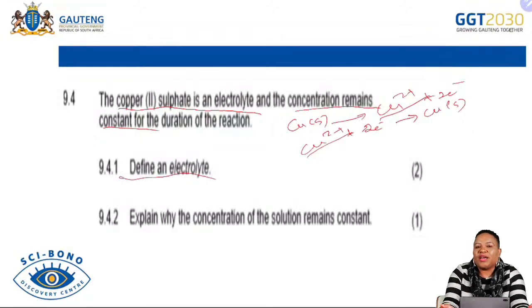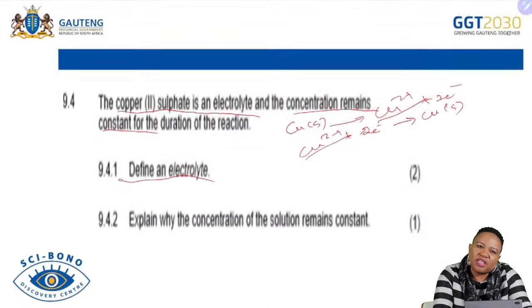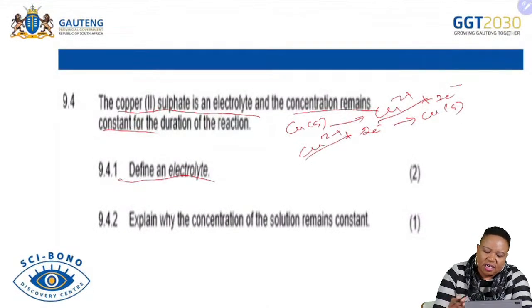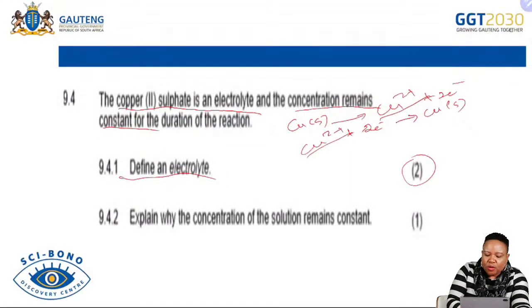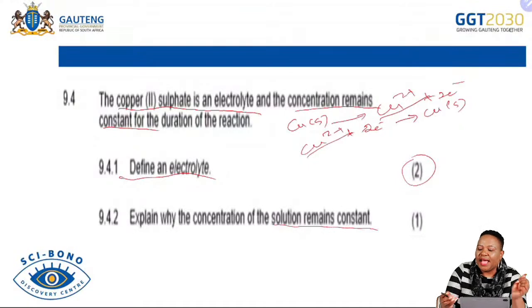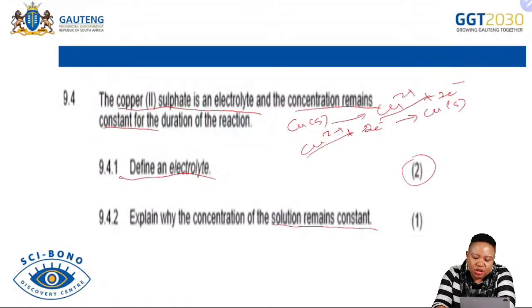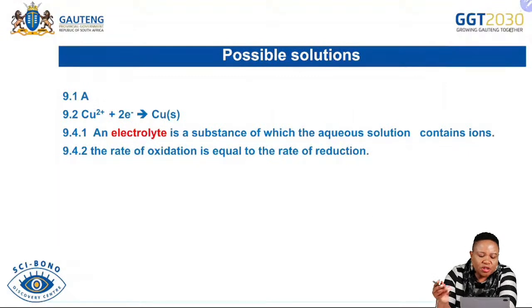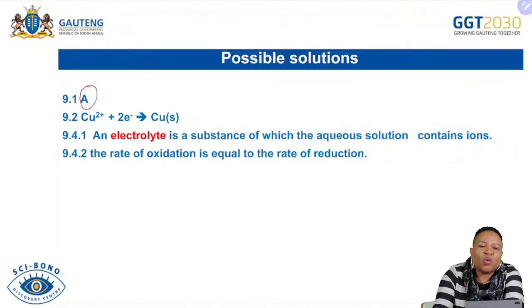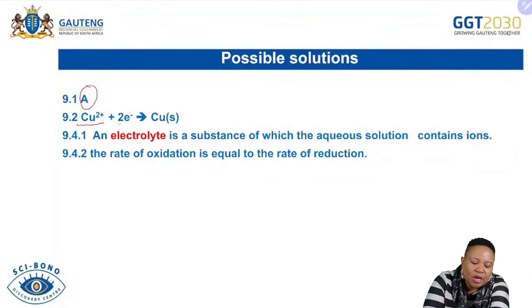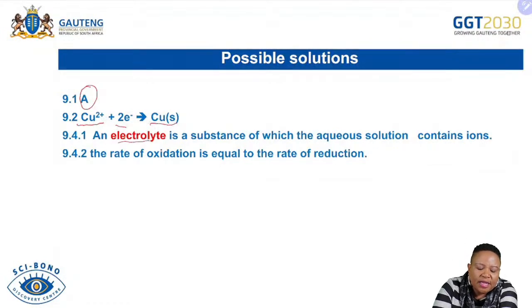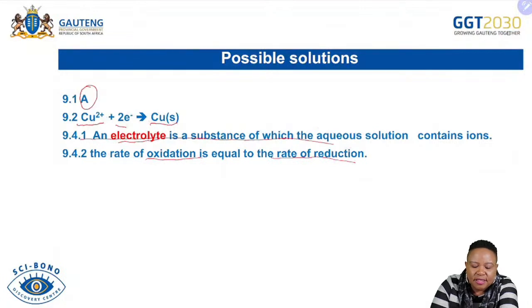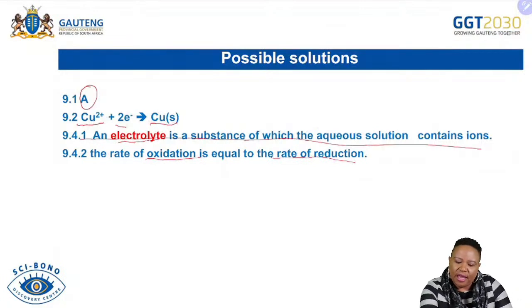And also here they say define an electrolyte. Just like the previous question that you did, you can see how important the definitions are, and it's 2 marks. And then explain why the concentration of the electrolyte remains constant. As we said, the rate of oxidation is equal to the rate of reduction. Let's look at the options. We have seen that at A, that's where we are going to find our reduction reaction. And the reduction reaction that is going to happen is copper 2+ undergoing reduction and forming copper. So we expect the electrolyte concentration to remain constant because the rate of oxidation is equal to the rate of reduction. And this is the explanation.